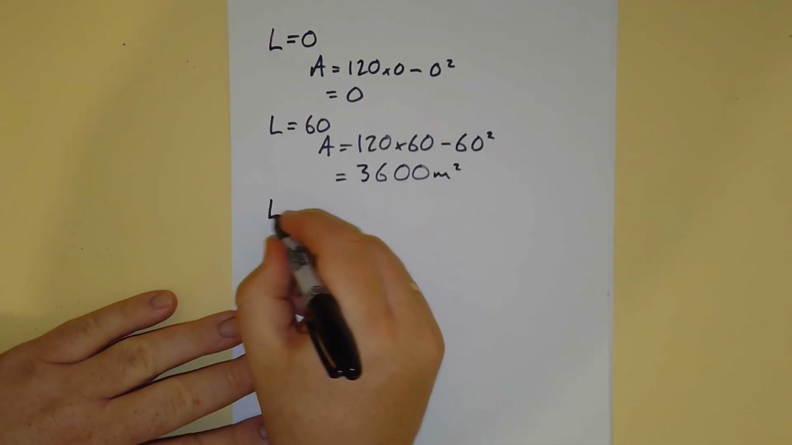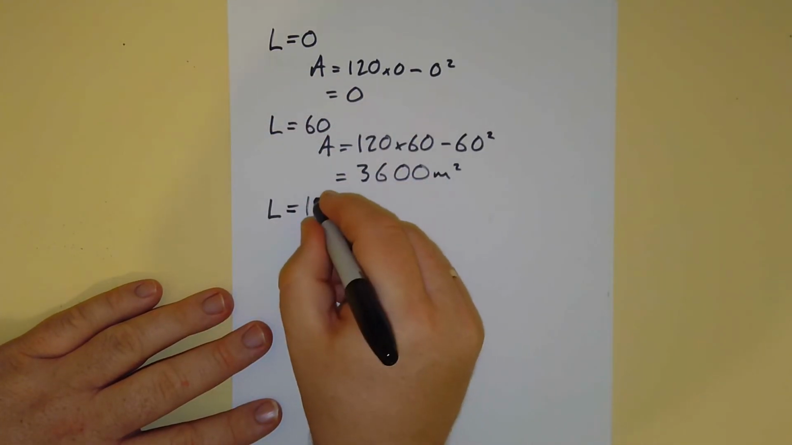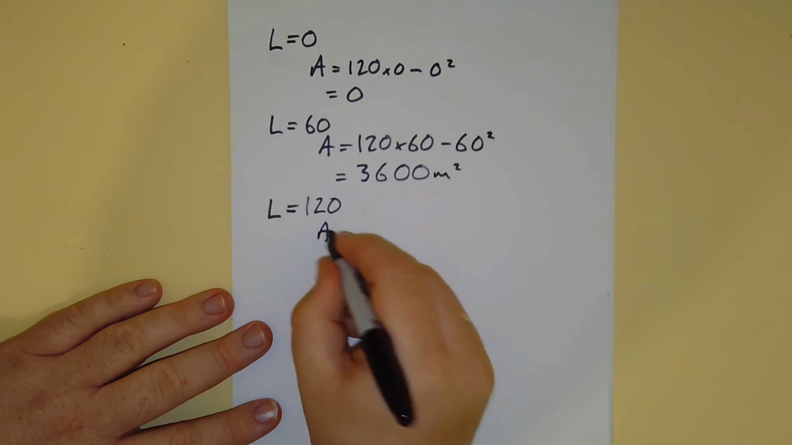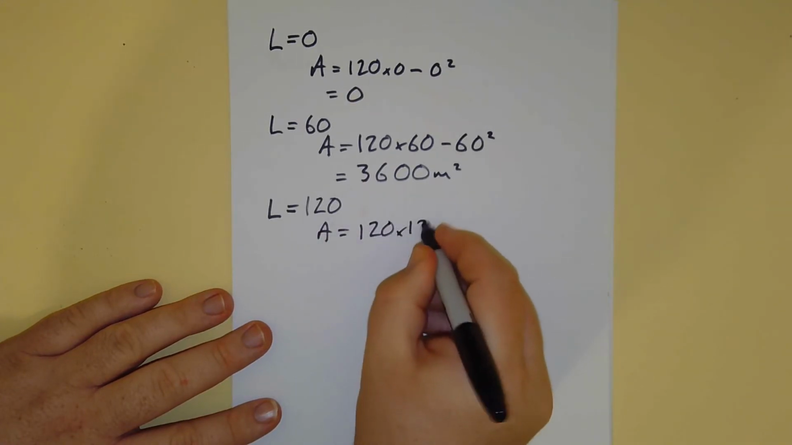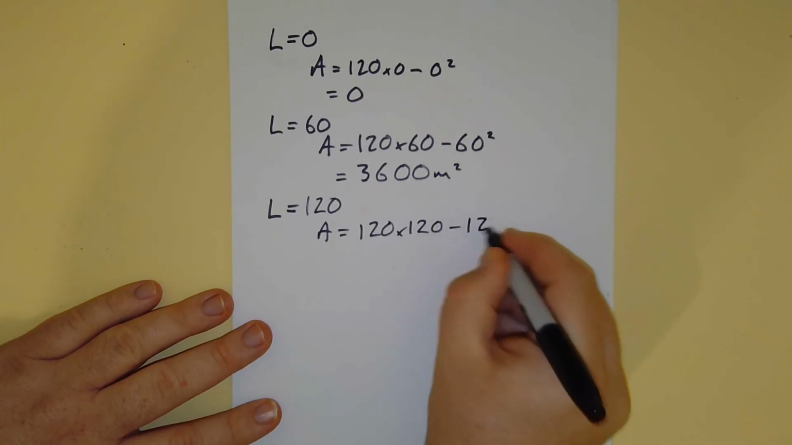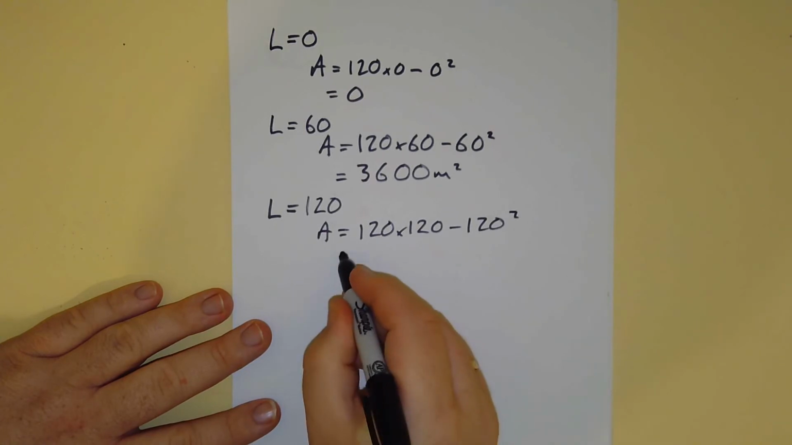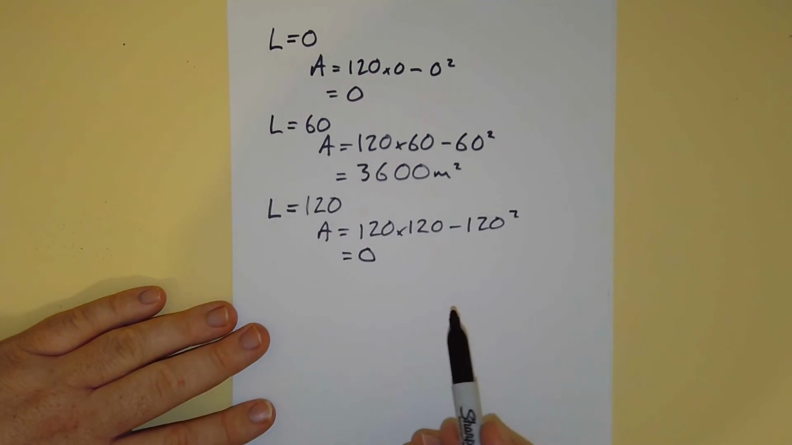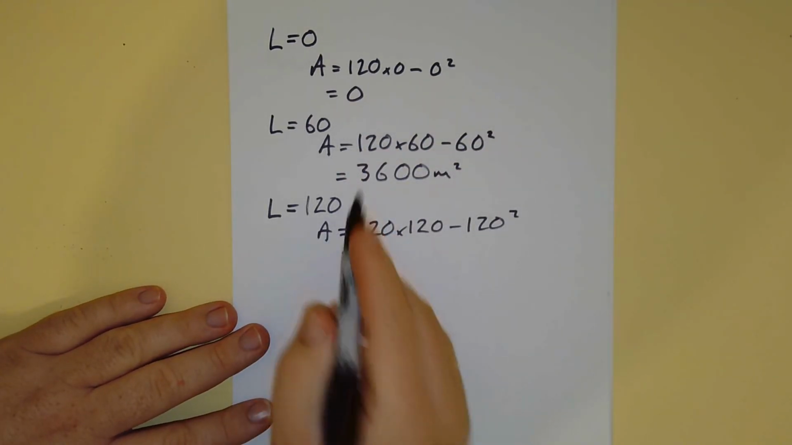And my final option was the other extreme, where I put all the fencing into my length. And so my area here is going to be 120 times 120 minus 120 squared. Well, I can see that's 120 squared minus 120 squared, it will be 0. And really logically, I could annihilate those two very quickly and realize that this here is my optimal.